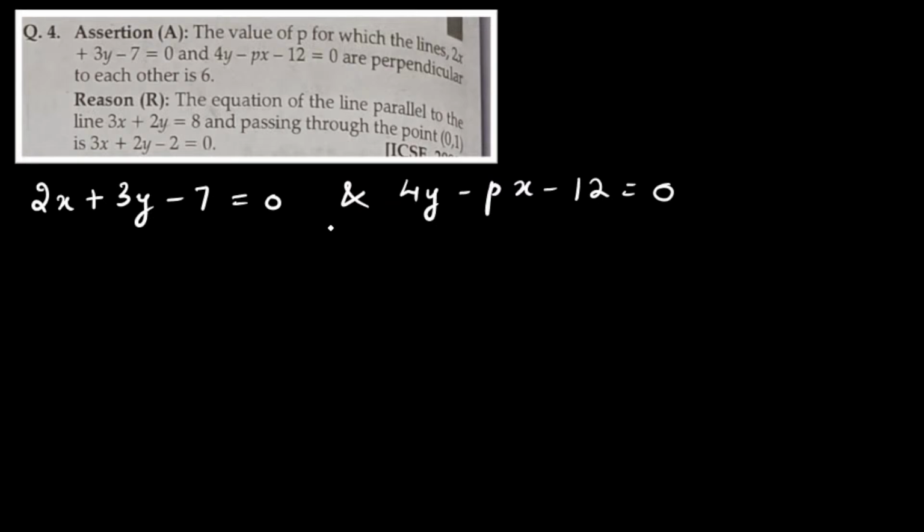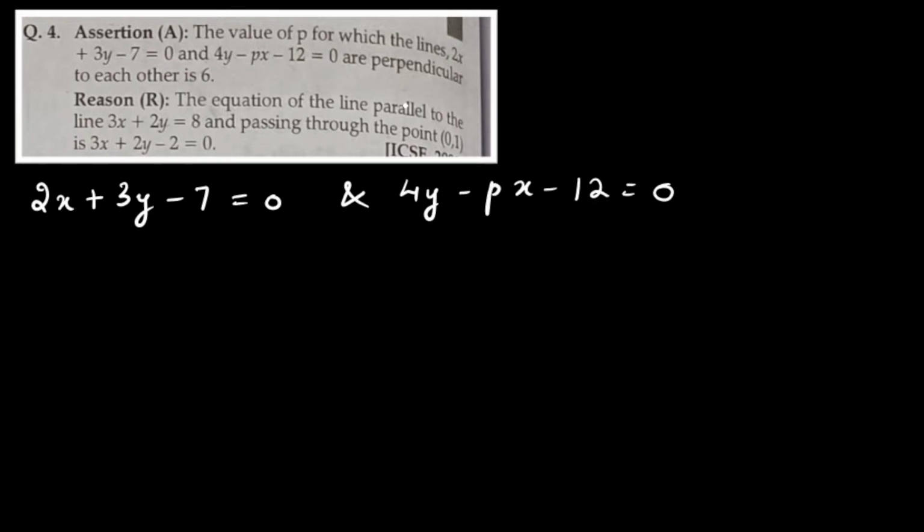Let's do next question now. Question number 4th. In this question, let's see what is given to us. The value of P for which the lines are perpendicular to each other is 6. This is same type of question which we did the previous one also. So two lines are there. One of the lines equation is given as 2x plus 3y minus 7 is equals to 0. And another line's equation is 4y minus px minus 12 is equals to 0. So they are telling these two lines are perpendicular to each other. Then the value of this p is 6.